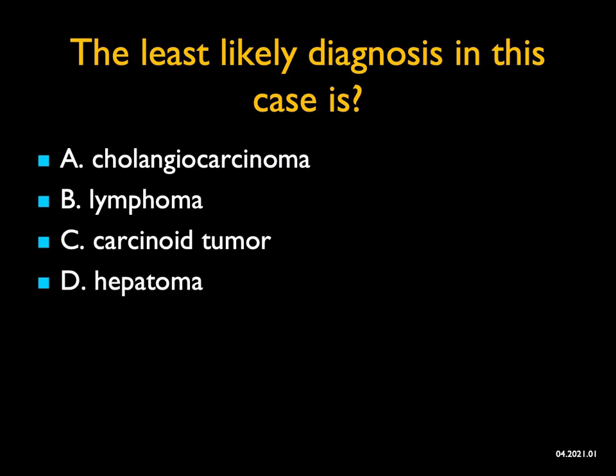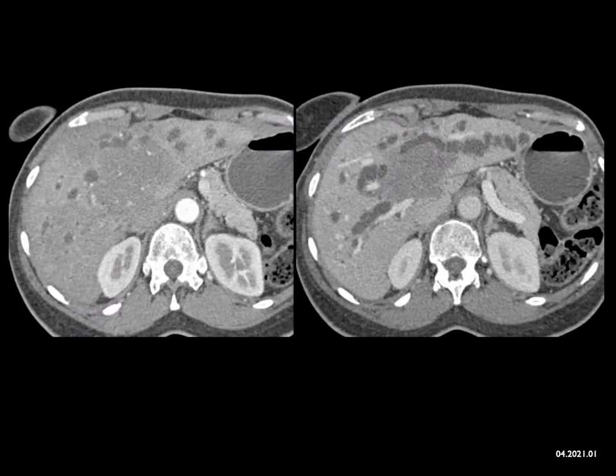In this first case, when you look at the images, what do you see? Arterial and venous phase imaging, and you see tumor infiltrating the hilum of the liver causing duct dilatation. So you know it's a malignancy. I don't think that's much of an issue, but the question is what's going on?